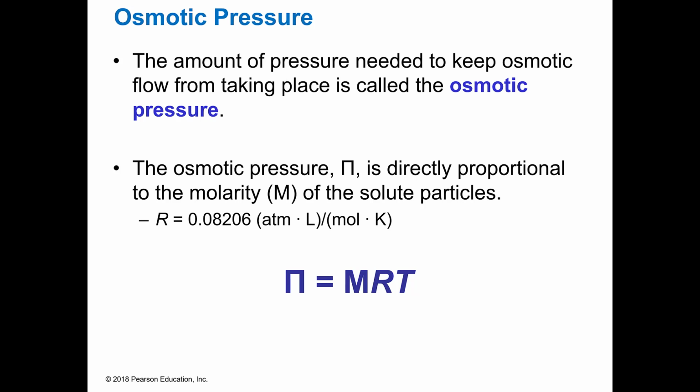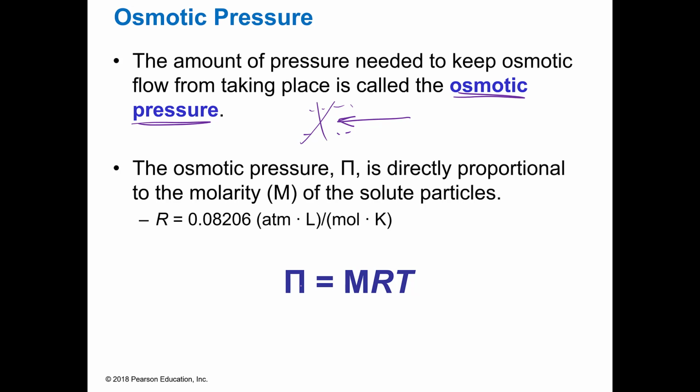The amount of pressure that it takes to keep the osmotic flow from taking place is called osmotic pressure. So you have to have pressure pushing back with enough force so that that flow does not occur. It's pi, okay? And pi is directly proportional to the molarity of the solute particles.